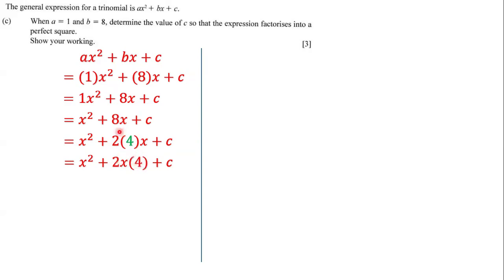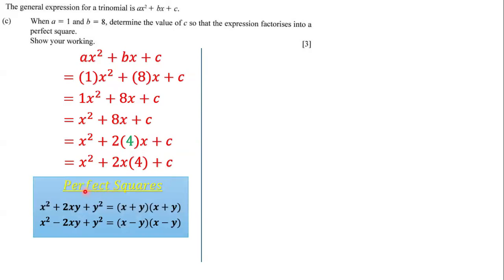2 times 4 is still 8. And so we'll still get 8x. So this expression, 8x, is still 8x here, and it's still 8x here. We just wrote it in a different way. And so we have x squared plus 2x times 4 plus c.